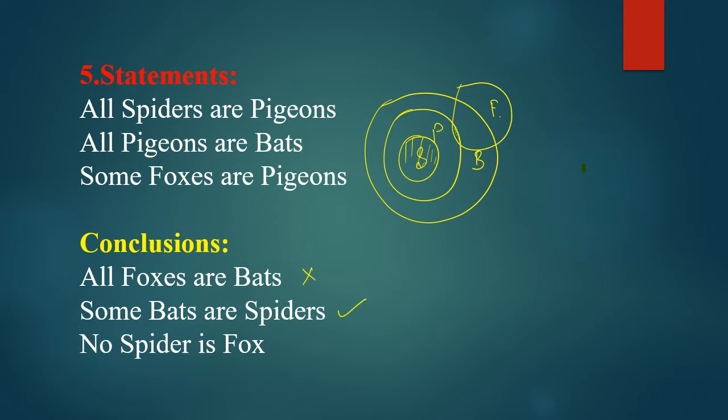No spider is fox. Again, spider circle is here, fox circle is here. There is no overlapping between S and F. But it need not be like no spider is fox. That's a wrong interpretation. As I said before, if there is no relation, here the relation between spider to fox is undefined, or we will call it unknown. So when the relation between any two entities is unknown, any single definite conclusion like this would be wrong. So answer should be only 2 follows here.